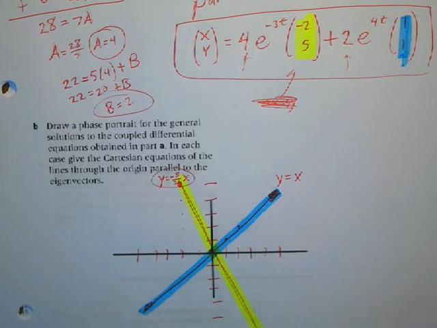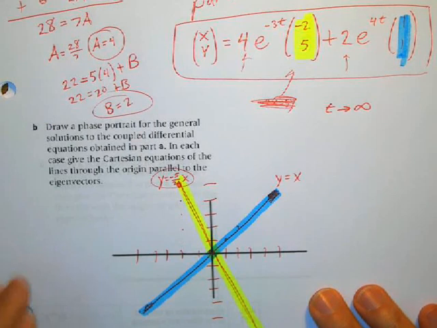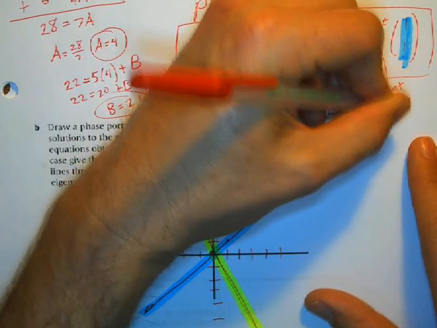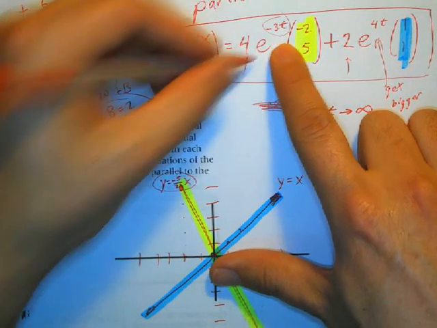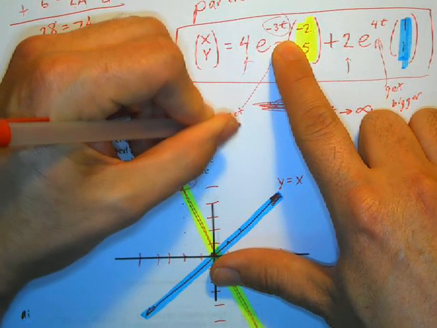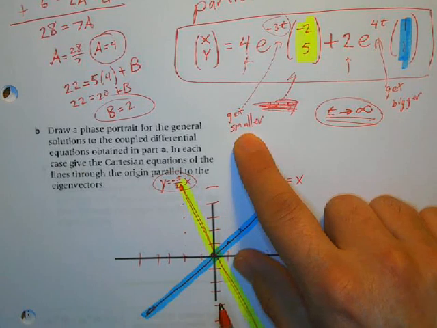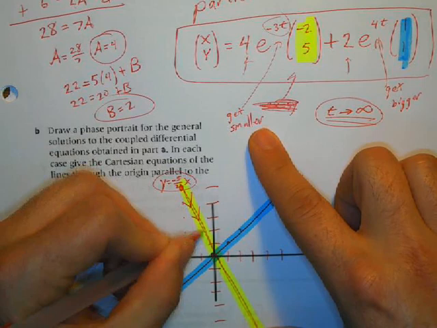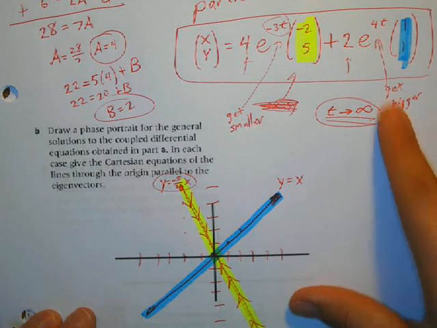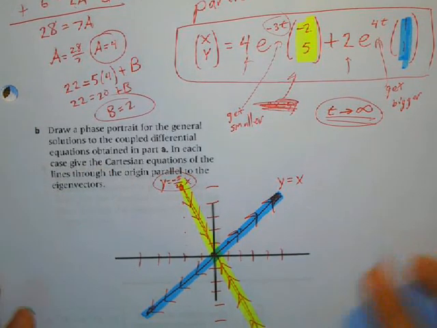Okay, so now we need to think about when t goes to infinity. When t goes to infinity, this is going to get bigger, right? And this, oh, it's a negative power, right? So if t goes to infinity, I'm going to have e to a negative number. This is going to get small. So as t goes to infinity, this is going to get bigger, this is going to get smaller. So our arrows for the getting smaller one are going to go closer and closer to the origin. The blue line, where it's getting bigger, is going to go away from the origin.